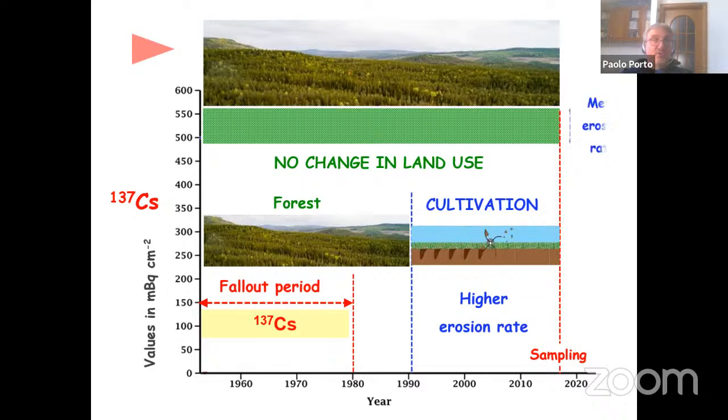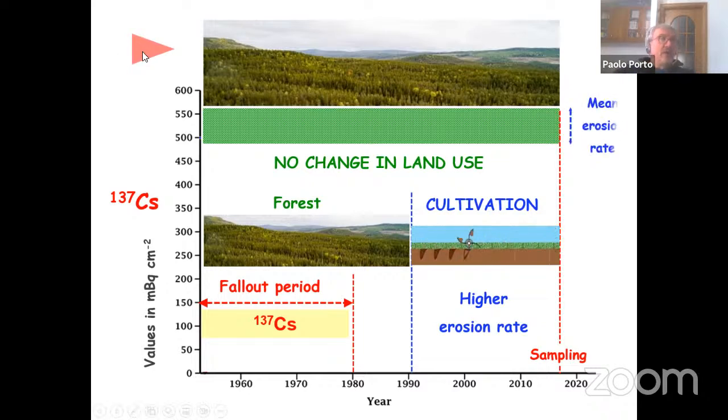In order to have information on the difference in soil erosion rates related to the different land use, you needed to have samples in the past when the forest cover was interrupted, okay?